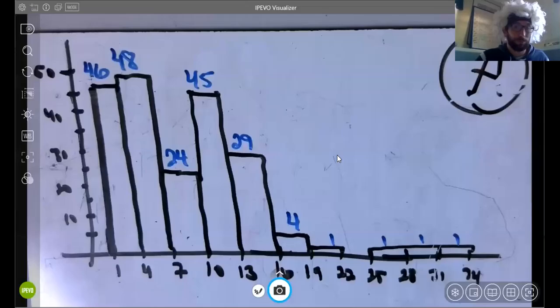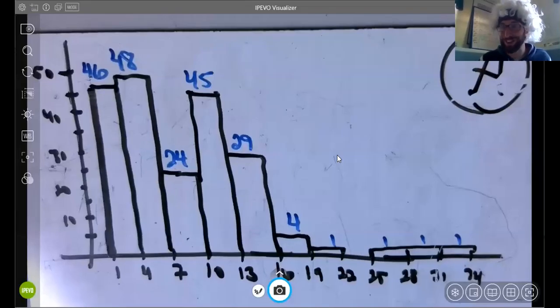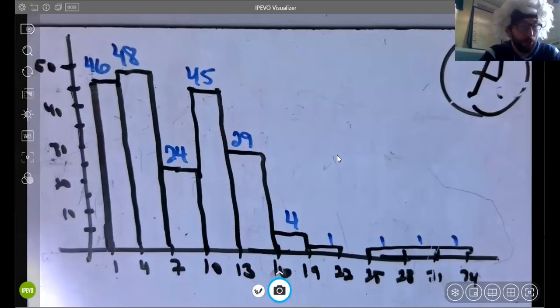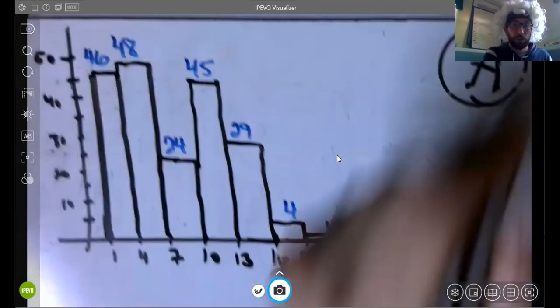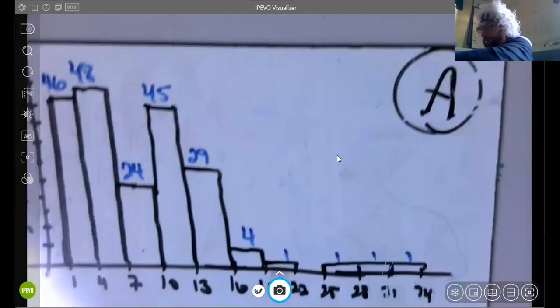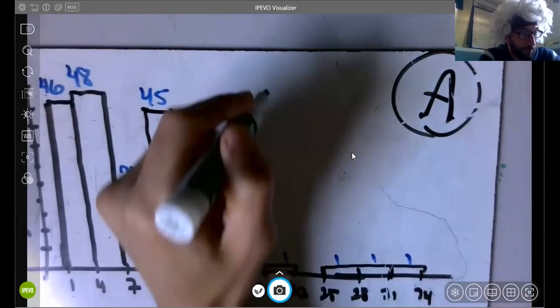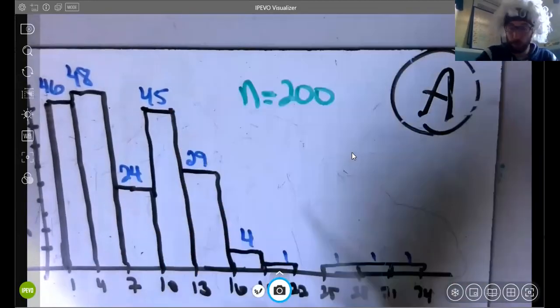So I'm going to hop over to the whiteboard here. You can see I have this pretty heinous looking histogram I sketched. This is for high school A here. And so for school A, remember, we have a sample size of 200.